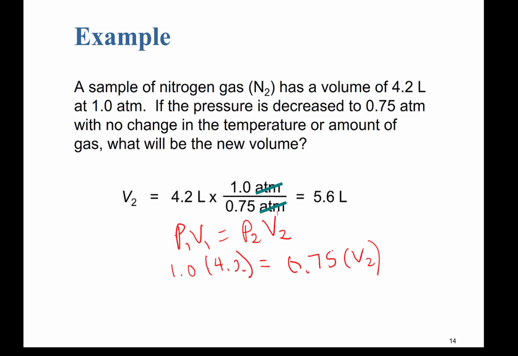So we would multiply these two. So 1 times 4.2, then we would divide by the 0.75. And that's what it shows here, 4.2 times 1 divided by the 0.75. And this has 2 significant figures in all of these, so my answer has 2 significant figures.